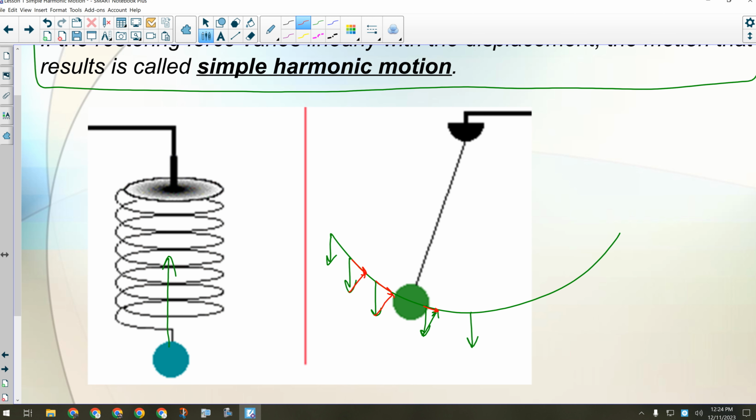Okay. So a mass and a spring can oscillate with simple harmonic motion, so can a pendulum. What things do you suppose would influence the period of a mass on a spring? What could make it take more or less time to make one complete oscillation? Assuming it's horizontal.